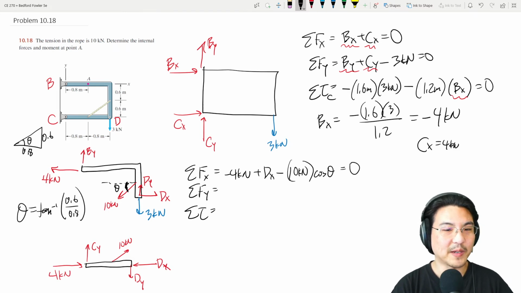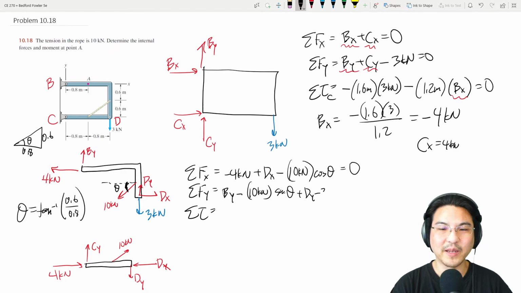Okay, and then y direction, by minus 10 kilonewtons sine theta plus dy minus 3 kilonewtons. Okay, now let's sum torque about somewhere clever.